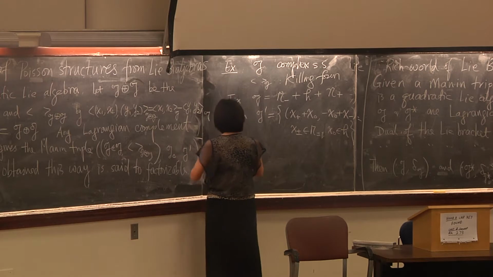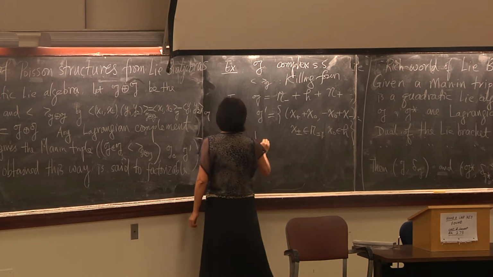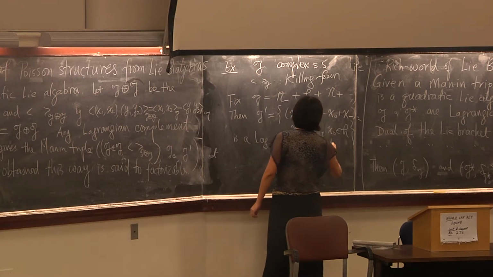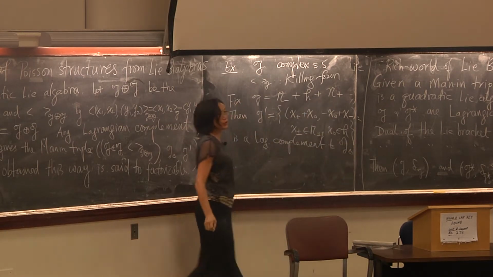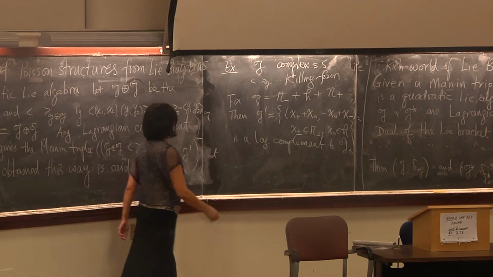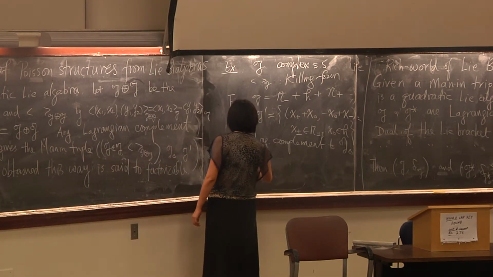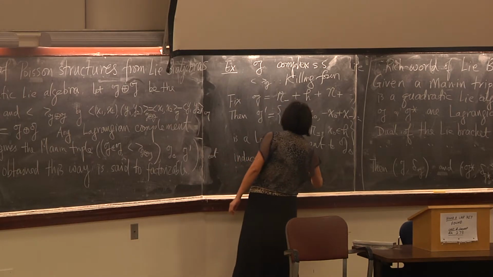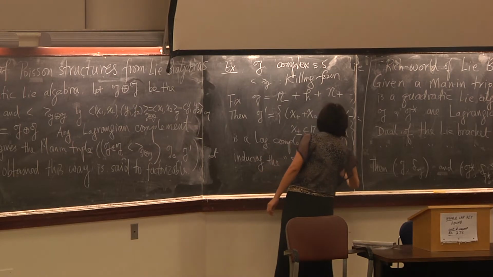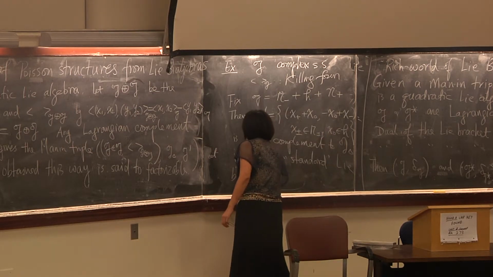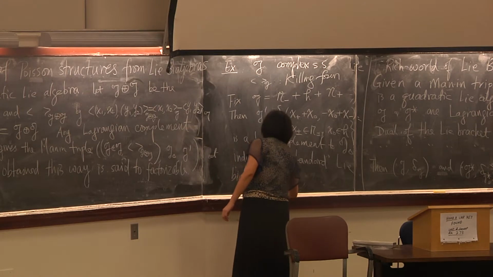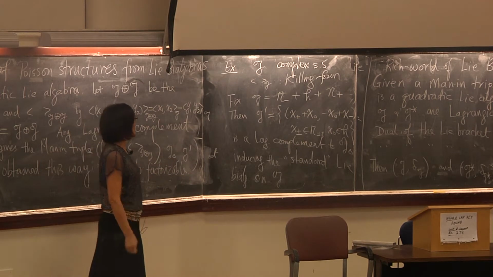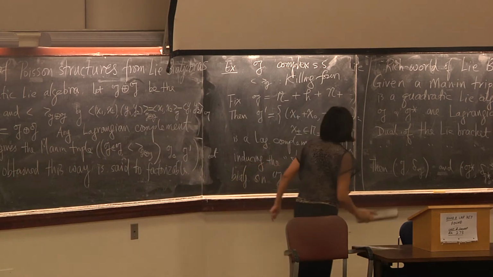And then this is a Lagrangian complement to the G diagonal, and the induced Lie bialgebra structure on G is called the so-called standard Lie bialgebra structure on G. Okay, so this is going to be my running example. This is the example that I'll be referring to most of the time.